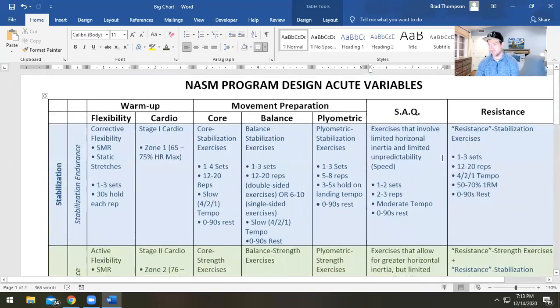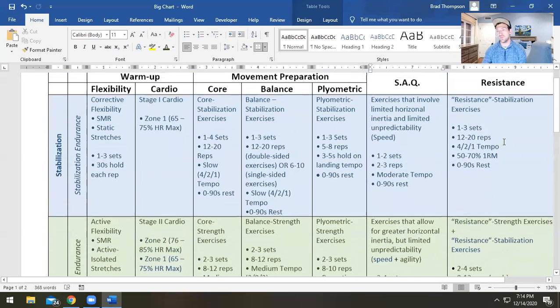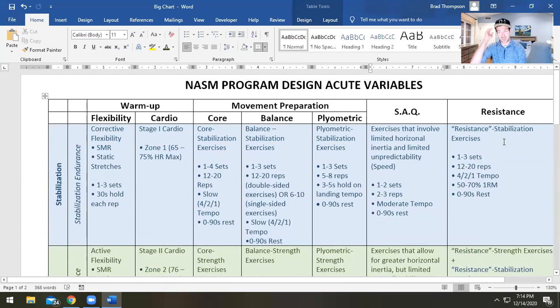in SAQ. Now, until now, we have been talking about just stabilization versus strength versus power. We really haven't broken things down by phase. And this is where it sometimes gets a little confusing. But our first phase is the stabilization phase, right? So this is where you are going to choose resistance stabilization exercises. So your exercise selection is always going to be resistance stabilization.